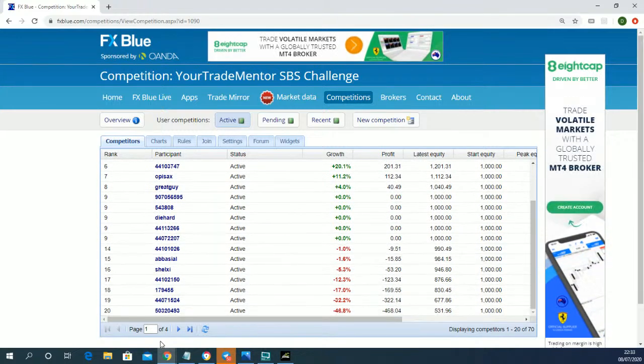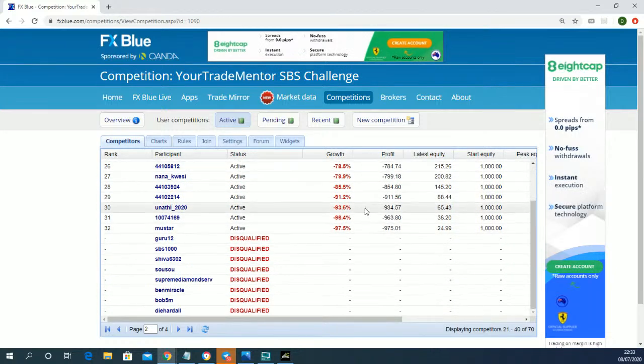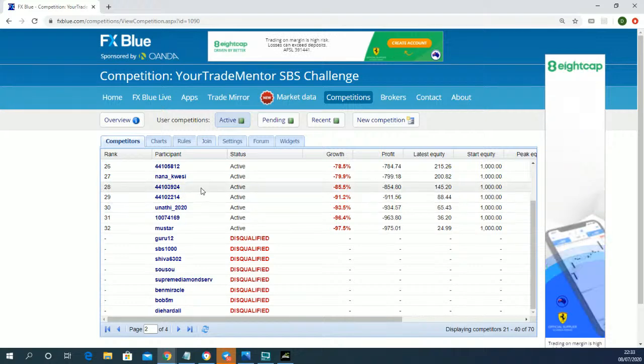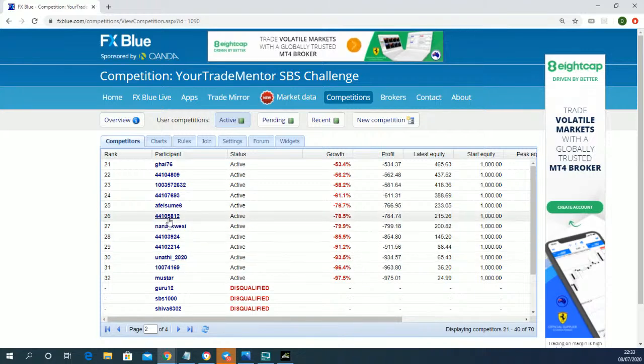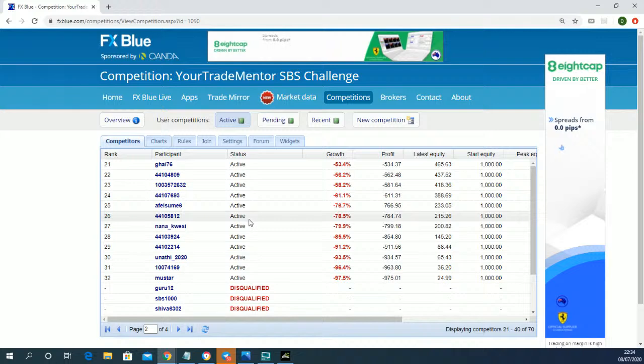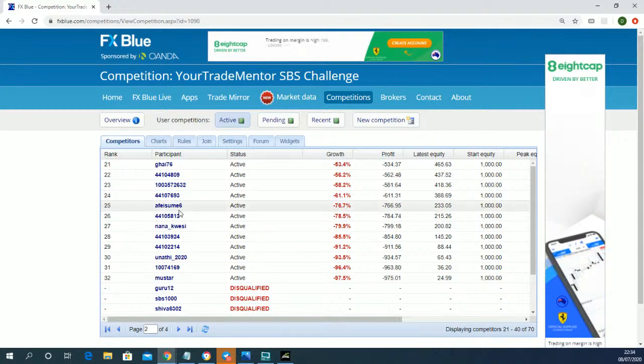So we have different pages. That's page 1. That's page 2. You can see some people are already almost out of the game. Some people are out of the game already. Okay, so good news for you is that if you are out of the game, you can register again. Don't worry, you can go back again and register, because you've got plenty of time to do so. You can register as many times as you can.